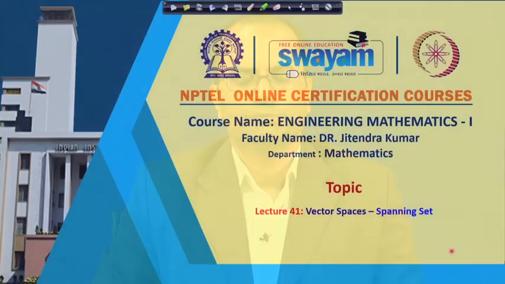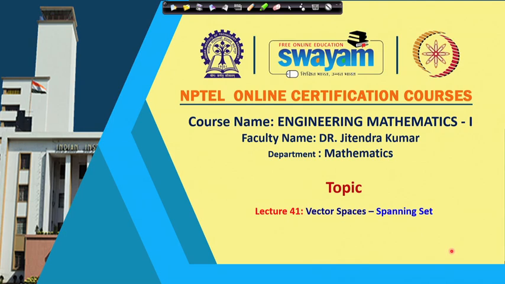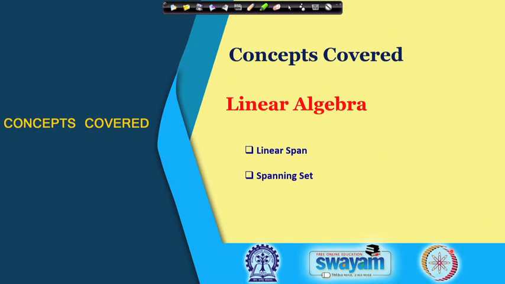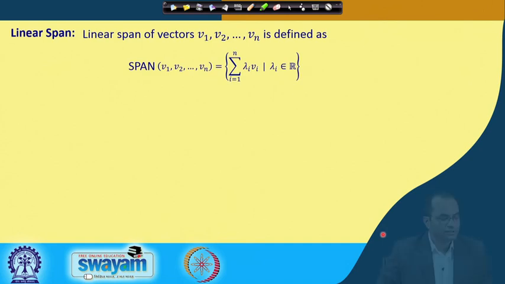So welcome back, and this is lecture number 41. We'll be talking about the spanning set. To define the vector space, we need to prepare for many concepts, and this is one of them, the so-called spanning set. Here we will be talking about the linear span first, and then we'll be talking about the spanning set. So, what is the linear span?